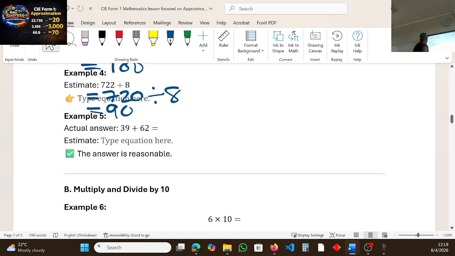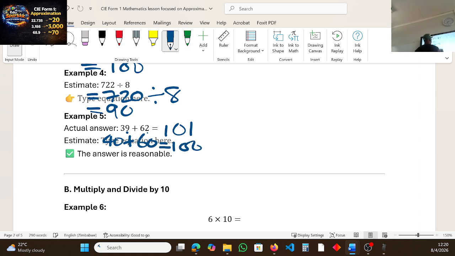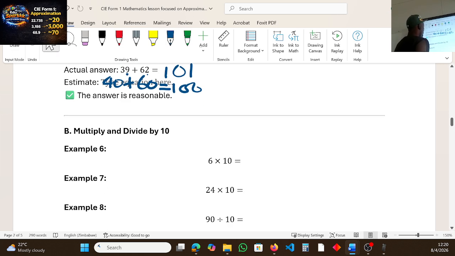Moving on, we want to do a comparison here to check whether our estimation is meaningful or not. So I've got 39 plus 62. Let's do the actual calculation. 9 plus 2 gives me 11, which is 1 carry 1. Then 6 plus 3 gives me 9, plus the 1 we carried, gives us 101. So let's try it with estimation. Well, 39 is closer to 40, and 62 is closer to 60. When we sum the two, it's 100. So when I make a comparison, 101 and 100 are very close together. So my guess or estimation is reasonable.